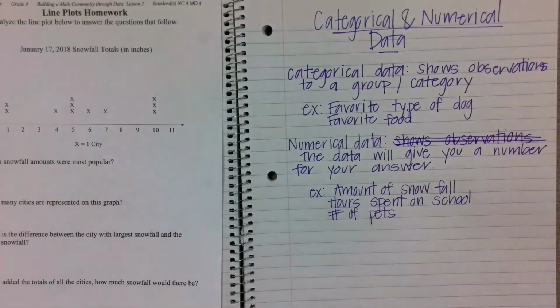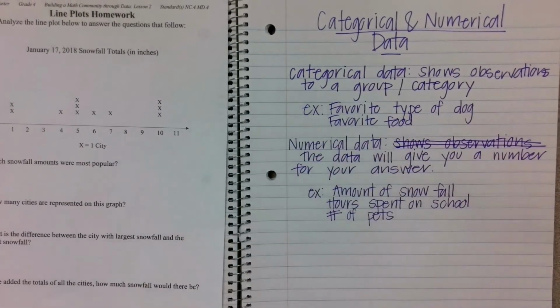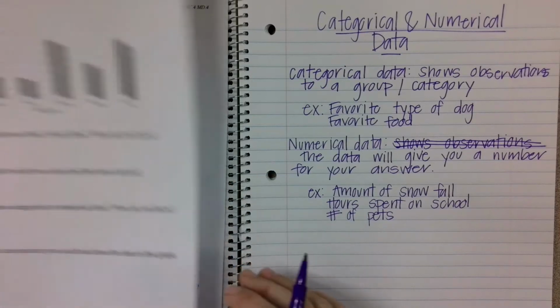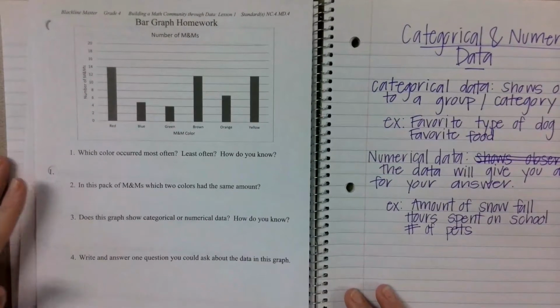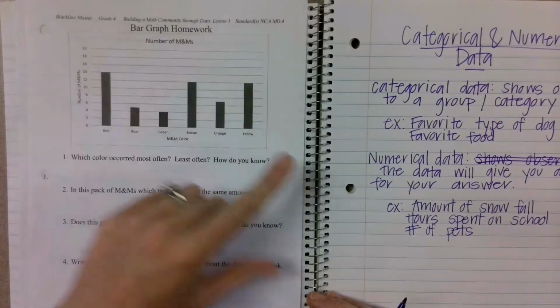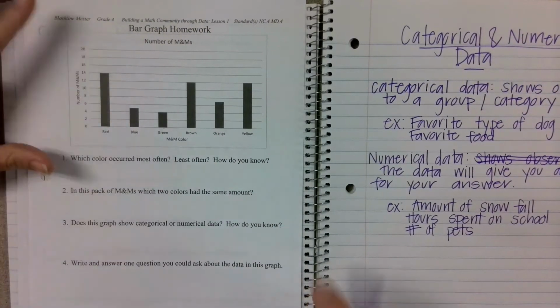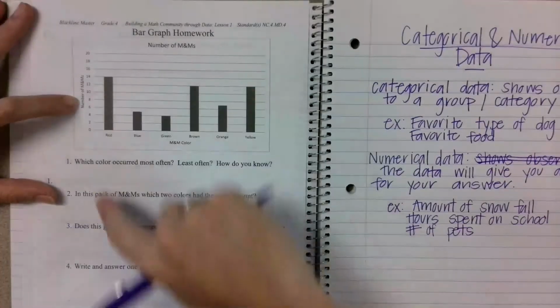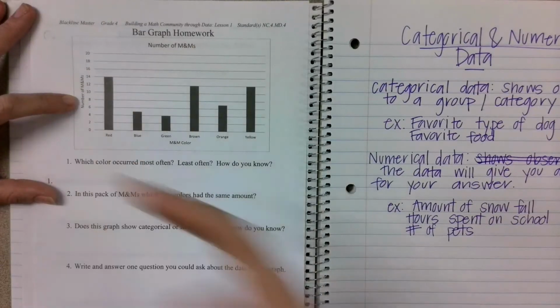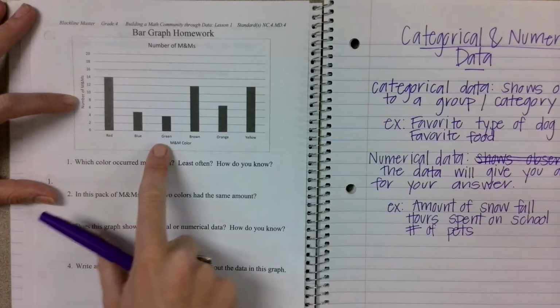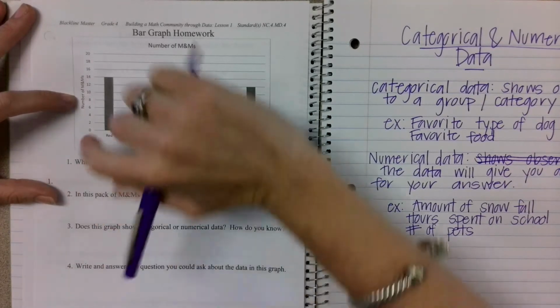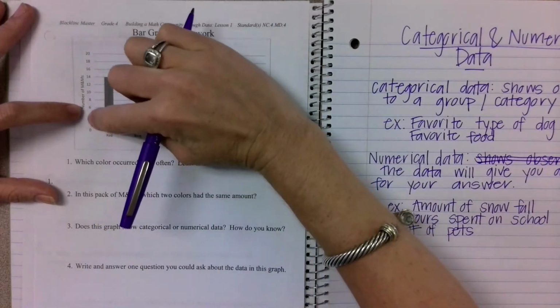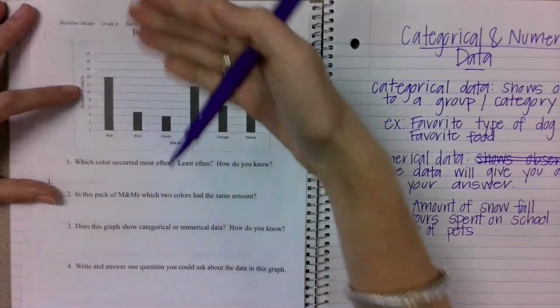So you'll start to get the hang of it, and we can definitely make a longer list of examples of categorical and numerical data. The best way to really understand it is to jump right in and look at the questions, and then we'll start to see the connection. So I'm first going to start on page 3 with bar graph homework, number of M&Ms. So this is my bar graph here, and it looks like they pulled some people or maybe it was a package of M&Ms. It says red, blue, green, brown, orange, and yellow. And then on the side, they have 0, 2, 4, 6, 8, 10, 12, and then continue counting.